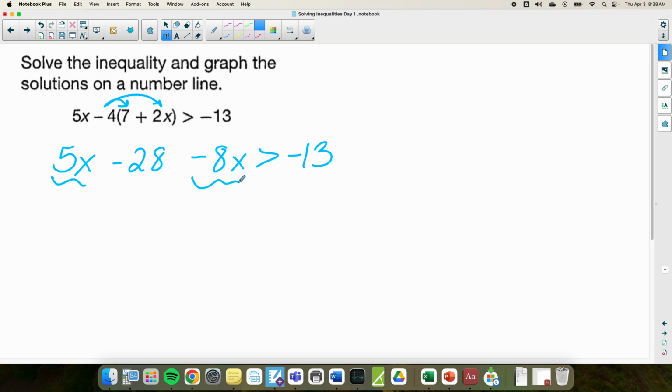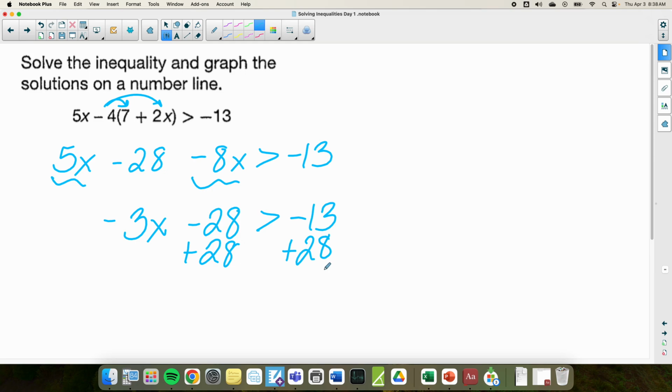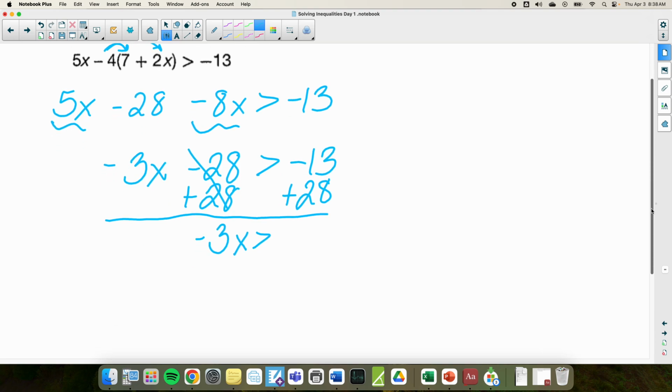5x minus 8x is negative 3x. Subtract 28 is greater than negative 13. And then we're going to add 28. And I get negative 3x is greater than negative 13 plus 28, which is 15. Then I'm going to divide by a negative 3. And x, 15 divided by a negative 3 is negative 5.